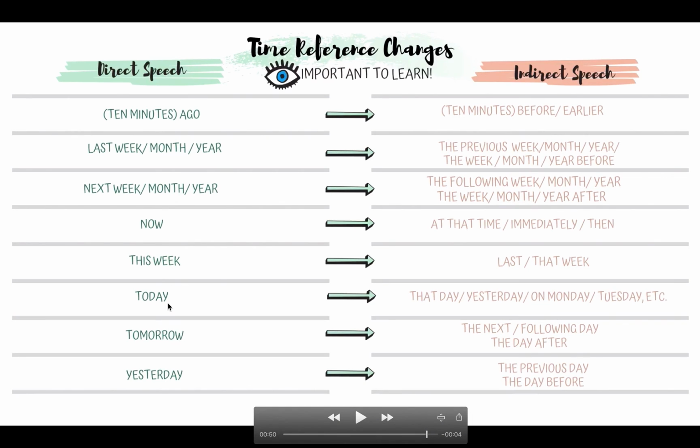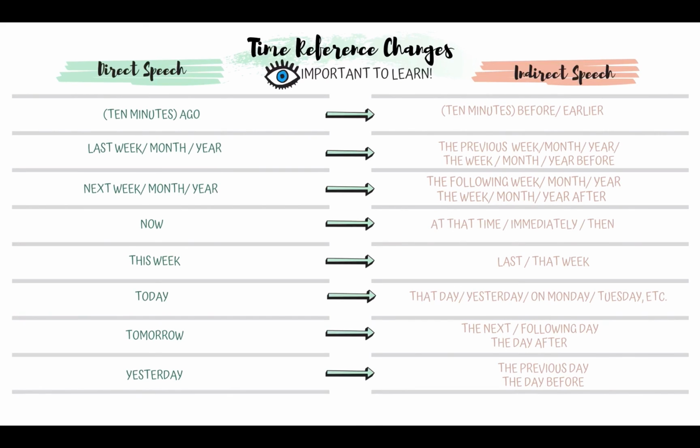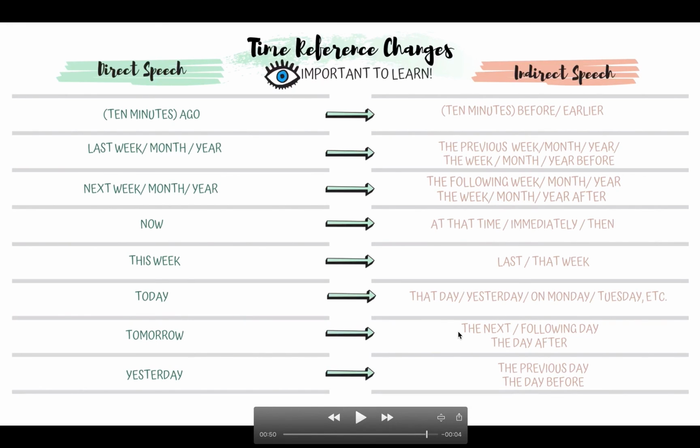Okay? Today can be that day, yesterday, on. Okay, so for example, on Monday, on Wednesday. Okay, if we're talking about today. Tomorrow then has to change to become the next or the following day, or the day after. Okay, yesterday becomes the previous day or the day before. All right, really, really important that you learn this. Okay, it's really, really useful to be able to really use the reported speech correctly.